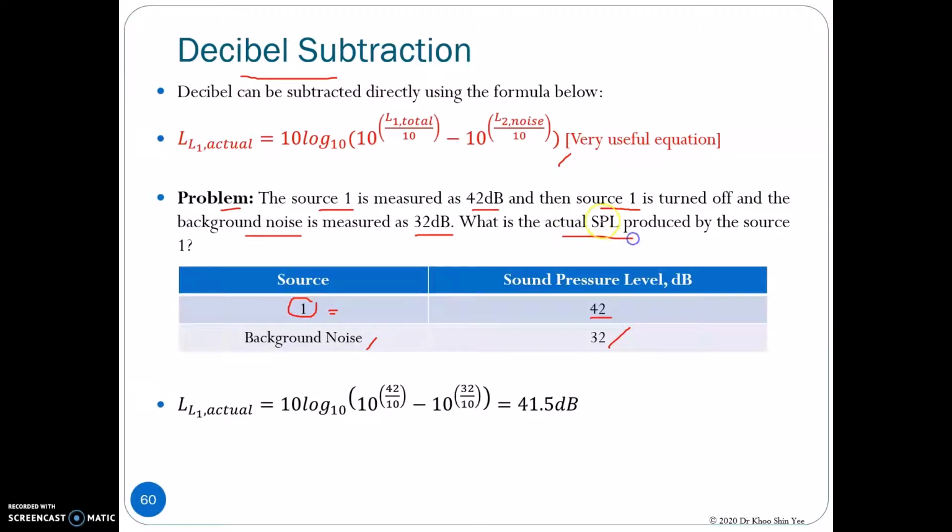What is the actual sound pressure level produced by source 1 only, without considering the background noise? So we can substitute source 1 to be 42 and your background noise to be 32. After you compute it, you obtain this value, and this is the actual sound level for source 1. This typo here, it should read L1 only.